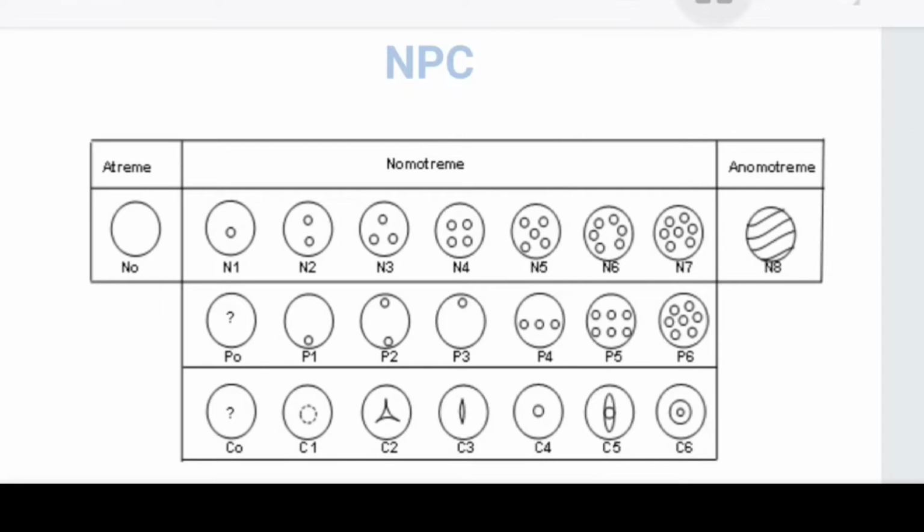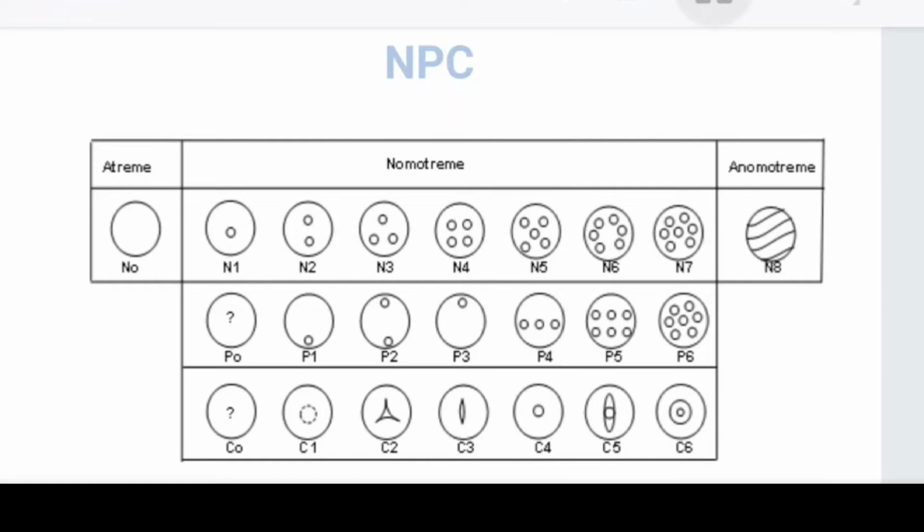So now we will talk about the character, C. Character is also of 7 types, C0 to C6. C0 is undefined, when you are not able to define the character. C1 is called the leptoma. Leptoma is a kind of aperture which is an unqualified type of aperture rather. It is a thinner aperture where there is a thinner layer of exine present. So it is not a proper aperture.